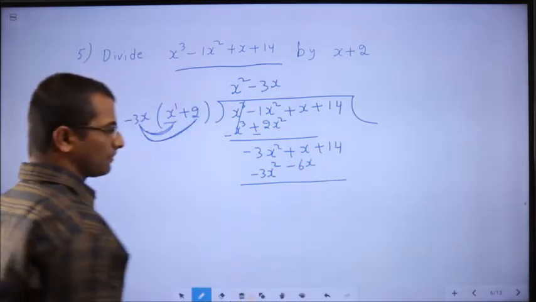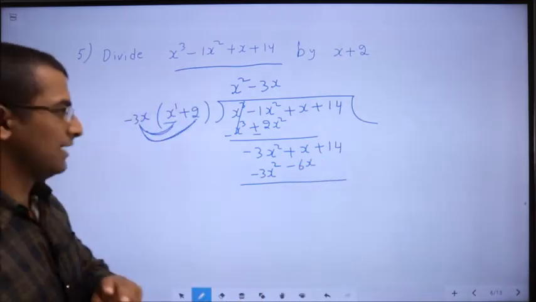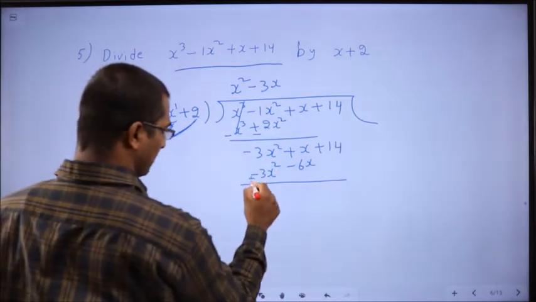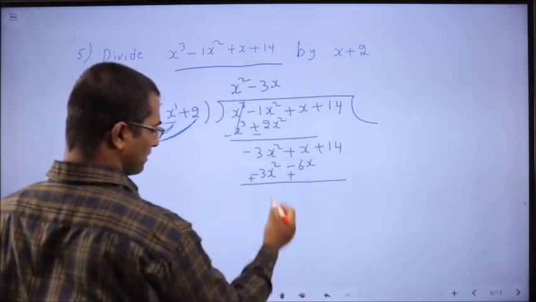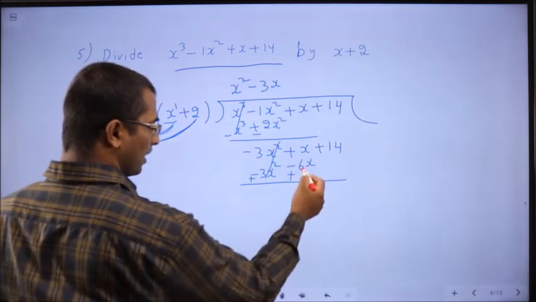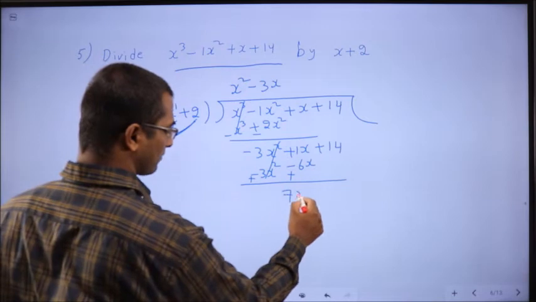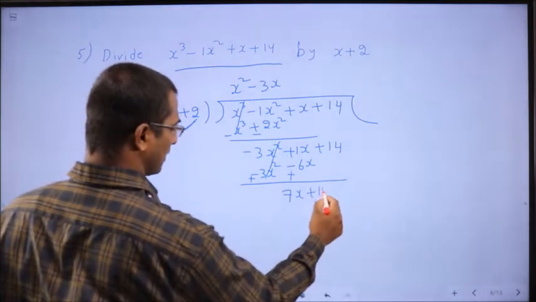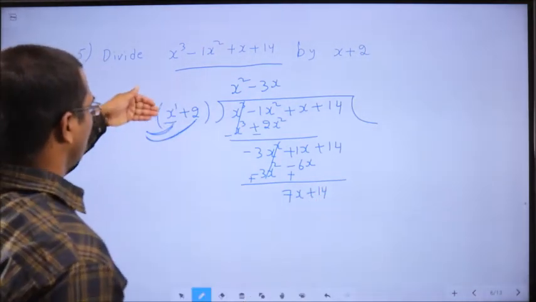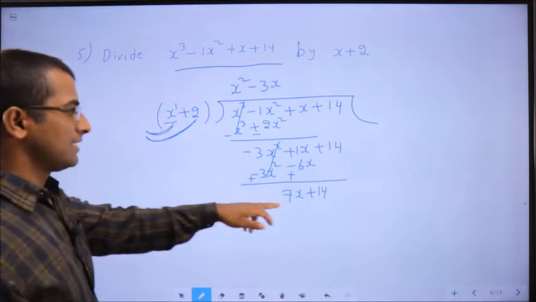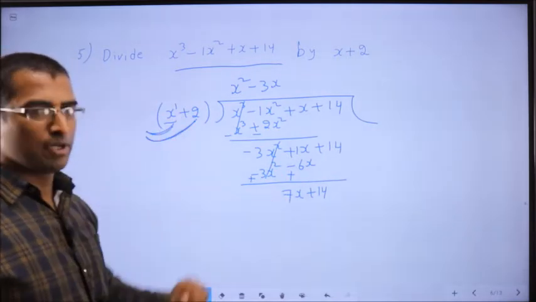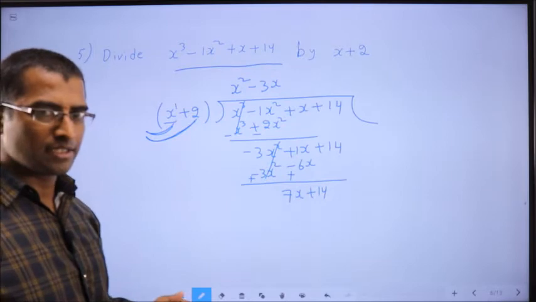Okay. Next, change the sign. So this will become plus, minus change it to plus. This cancel out. Here plus 6x and here plus 1x. So 7x. And plus 14 comes down. Okay. Degrees is same in both, x power 1, x power 1. Still I can go to the next step.